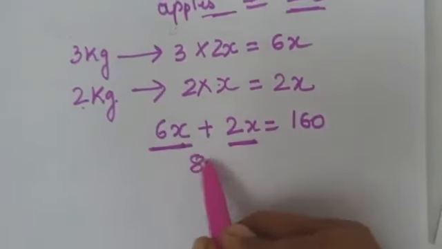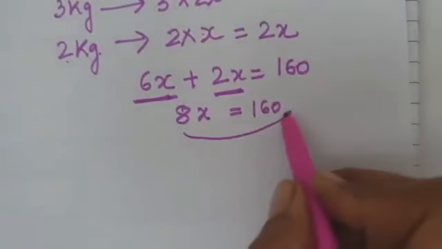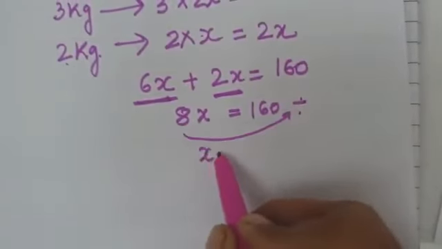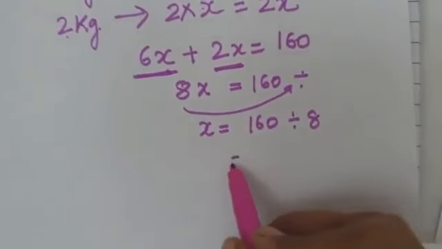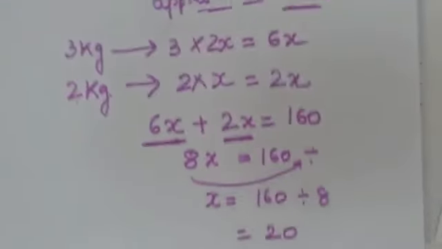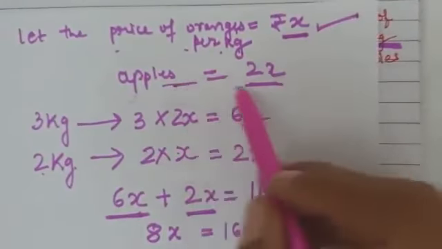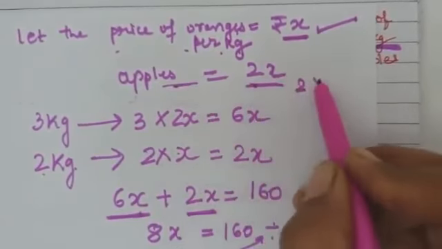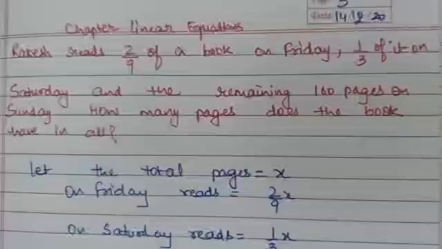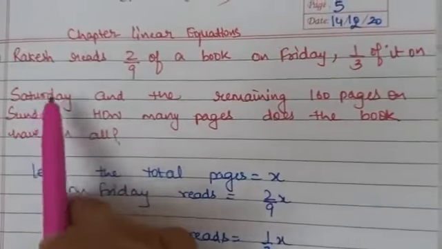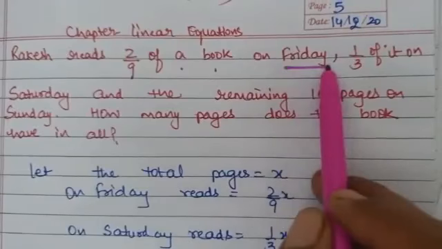So now 8x is equal to 160. Now 8 will shift and it will get divided. 160 divided by 8. So what we get? We get 20. It means the price of oranges per kg is 20 and of apples per kg is 2 into 20, that is rupees 40. Clear?